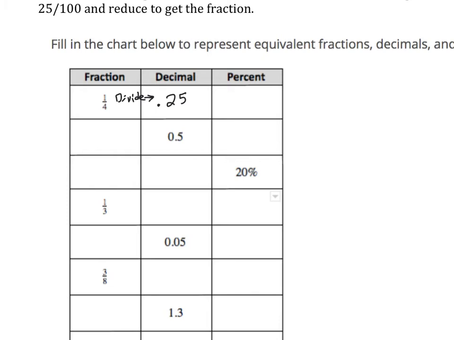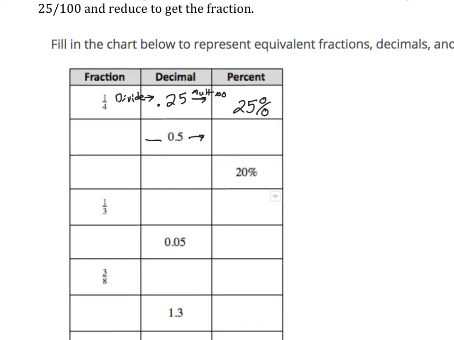That'll get me to here. Then from here to here, we're going to multiply. What are we multiplying by? 100. When you multiply by 100, we do that because every percent is out of 100. So 100 times 0.25 just moves the decimal 2 places to the right, and we write it as a percent. Okay, it becomes 25%.